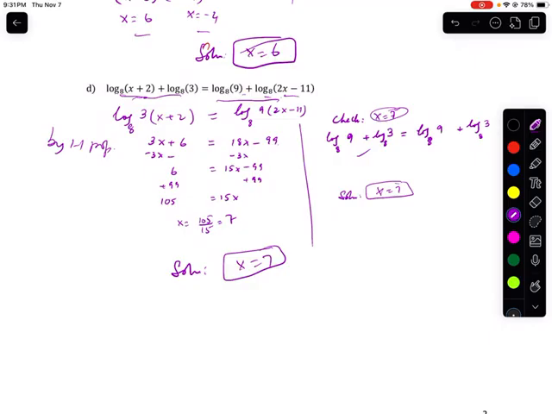Okay, so this is how we do the logarithmic equation. So in the next video, we will look at some exponential equations.